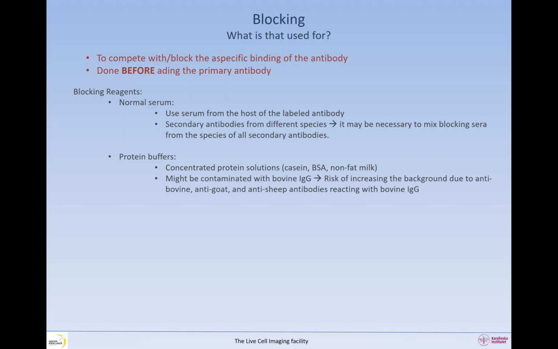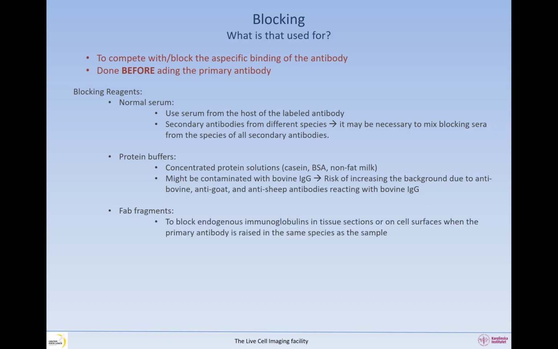But here you have to be aware that they might be contaminated with bovine IgG, which will increase the risk of background if you are using an anti-bovine, anti-goat, or anti-sheep antibody, because it might react. You can have FAB fragments, as I mentioned also before, which are used to block endogenous immunoglobulins in tissue sections or on the cell surface when the primary antibody is raised in the same species as the sample.